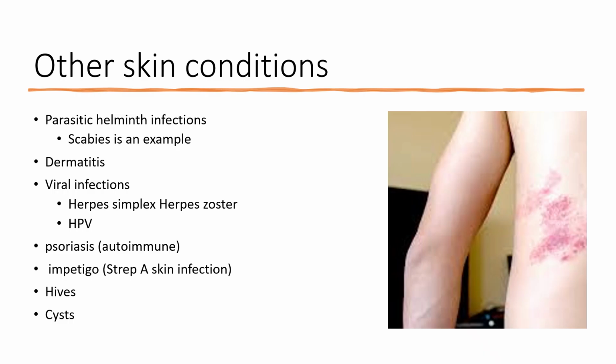Hives is an inflammatory response, creating hives. We'll talk more about that later in the immune chapter. Cysts, again, we talked about those already. So those are different types of things that we can see.